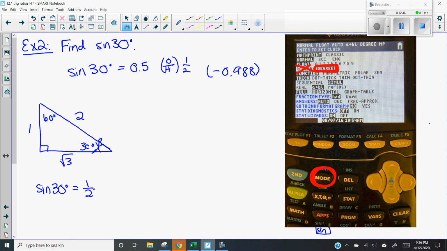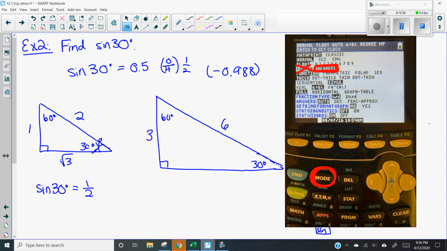But there are infinitely many sized triangles that have a 30-degree angle, right? Imagine we just copied and pasted and made this larger. It's not going to be perfectly to scale here, but let's make it twice as big. So now I've got this 30, 60, 90. And let's say it's even 3 times bigger, right? So now I have this short side of 3. My hypotenuse is 6. And the longer leg is 3 times the square root of 3. And let's take that ratio now.